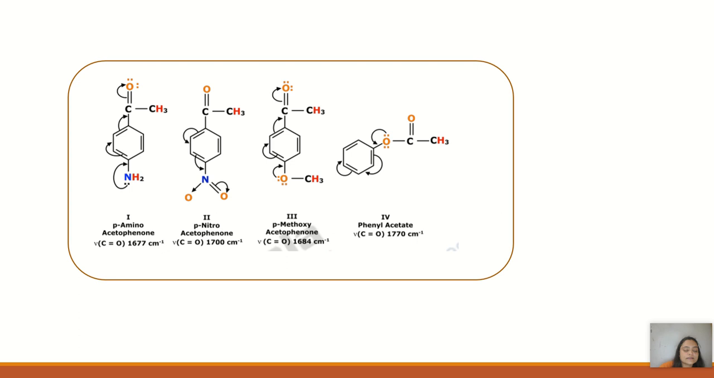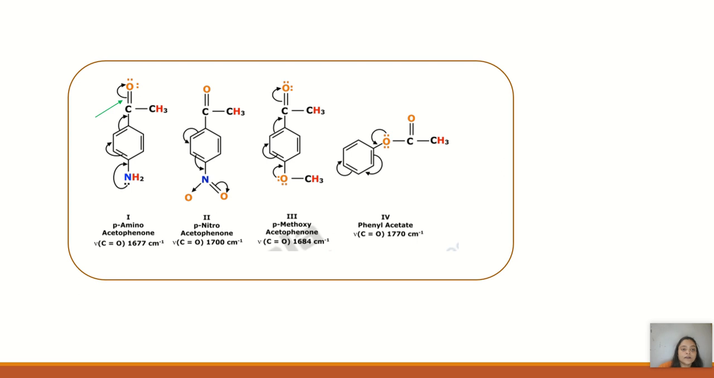Now next, that is the resonance effect. In the case of resonance, in the first example NH2 is there, showing a plus R effect, which donates its electron to the bond, and via resonance C double bond O gets converted into CO minus. So it decreases the normal frequency of the C double bond O carbonyl, that is 1700 centimeter inverse, and here we get a frequency of 1677 centimeter inverse, due to C double bond O being converted into CO minus.